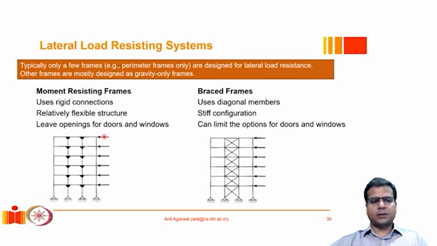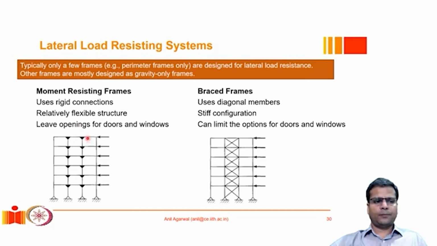Typical load resisting systems we had discussed very early in this lecture. One type of system is the moment resisting frame system, and the other one is a braced frame system. Now the two systems are inherently different. In most of the steel structures, we usually have only a few of the frames designated to resist the lateral loads. The rest of the frames are typically designed only to carry the gravity loads, and they deflect as the lateral load resisting system deflects.